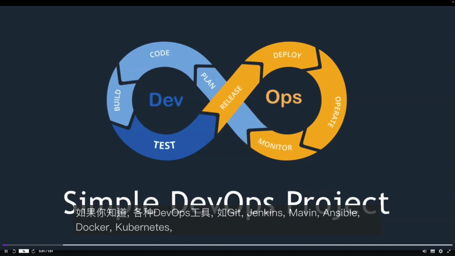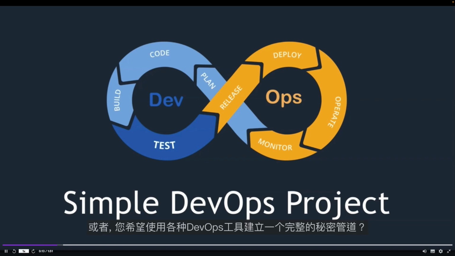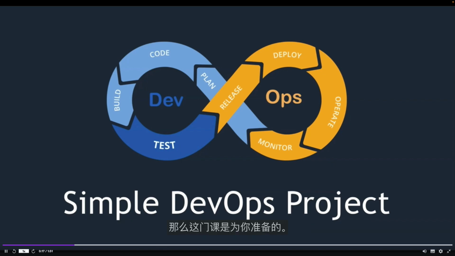If you know various DevOps tools like Git, Jenkins, Maven, Ansible, Docker, Kubernetes, and are not sure how they collaboratively work, or you are someone who wishes to know the logical flow of your DevOps project, or you would like to set up a complete CI/CD pipeline using various DevOps tools, then this course is for you.